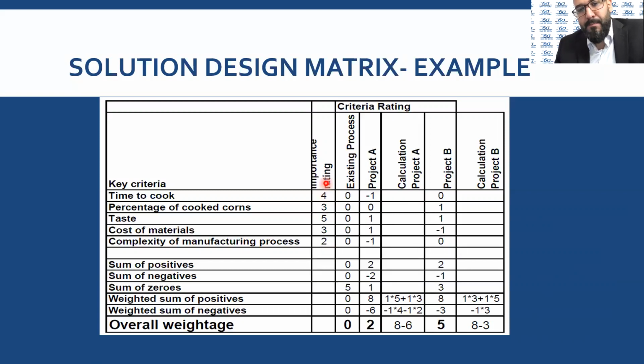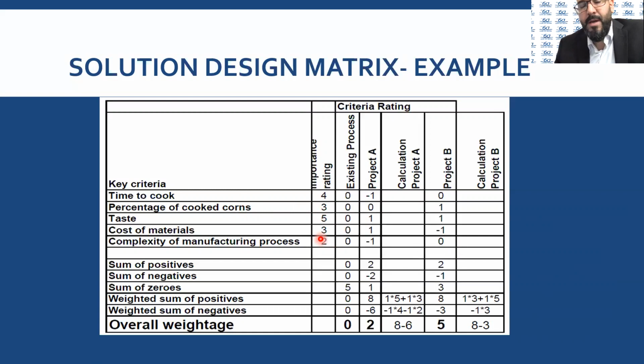Now, the next is the importance rating. You talk to your team saying 1 is the lowest, 5 is the highest. Rank these features based on what you think is the most important. You meet with your team, most of them will say, okay, time to cook is 4. It's really important. Percentage of cooked is 3. Taste is 5. Cost of material 3.